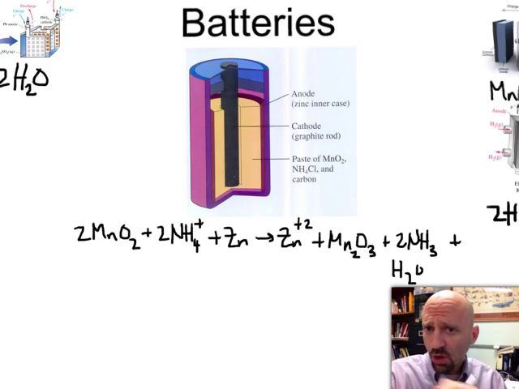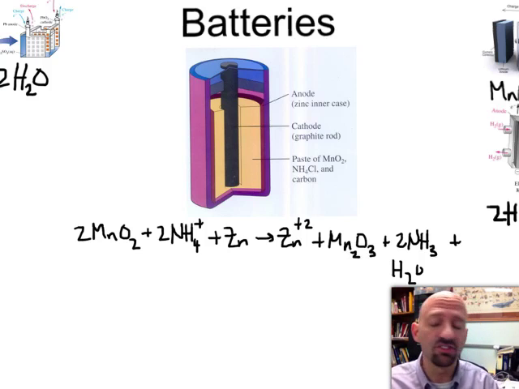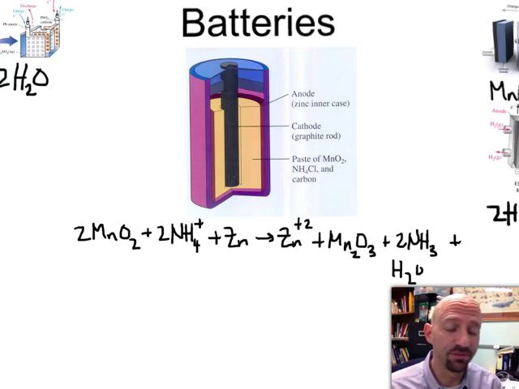What I've shown here is the acidic version of dry cell batteries. These are much less common, but I thought I'd show you this chemistry. We also have the alkaline version of dry cell batteries, and you can look up the chemistry of that in the textbook. The chemistry between the two different types is very similar.